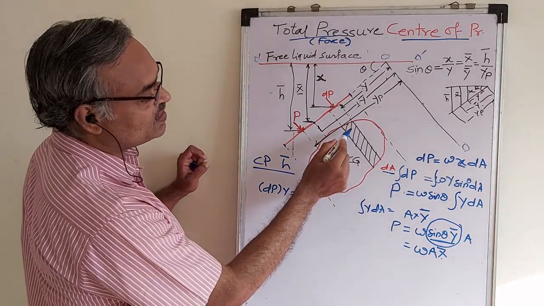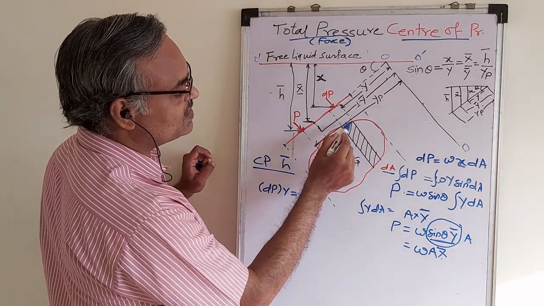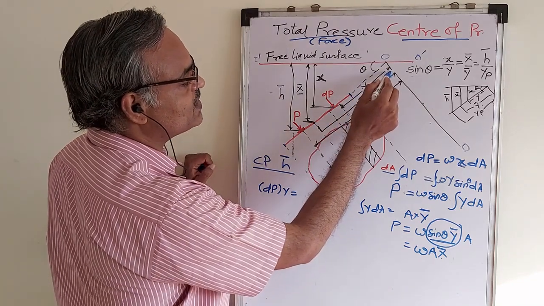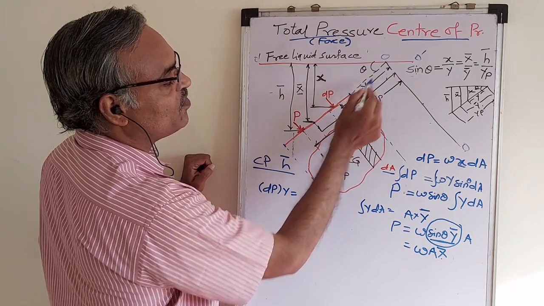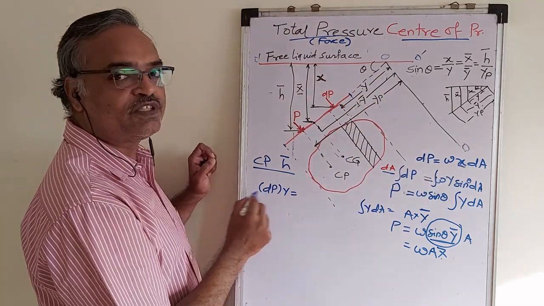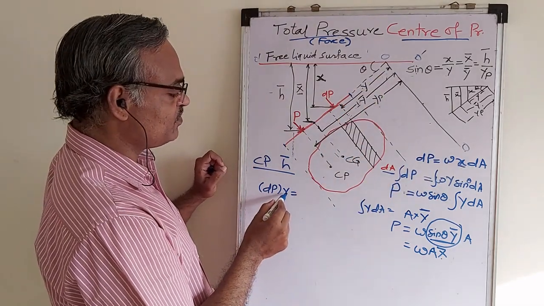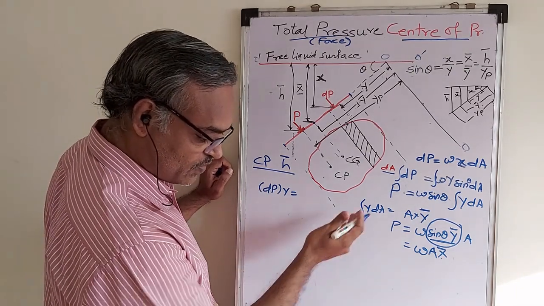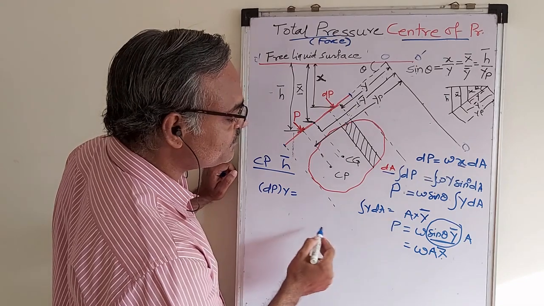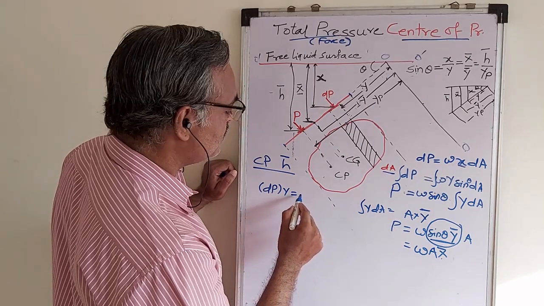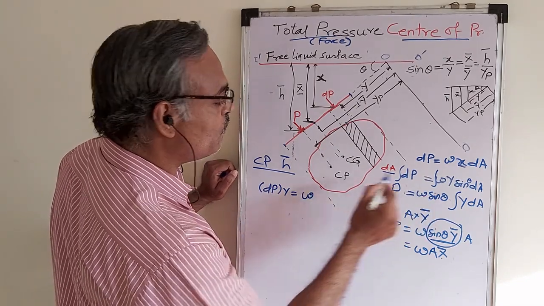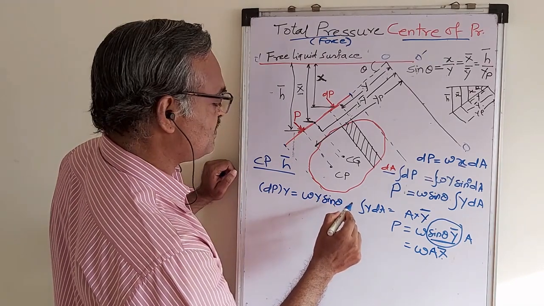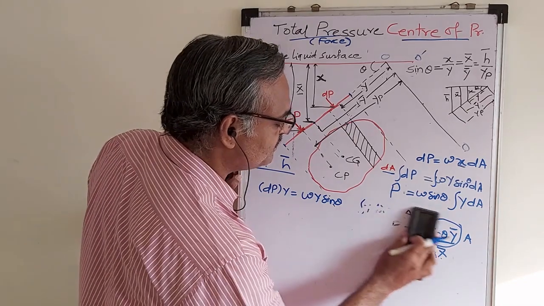So the total pressure acting on this strip is dp, and it is acting from a distance y from this surface. So moment, force into distance, is equal to dp into y. So I can put the formula for dp that we already saw, that was equal to W y sin theta dA. Now we got this.